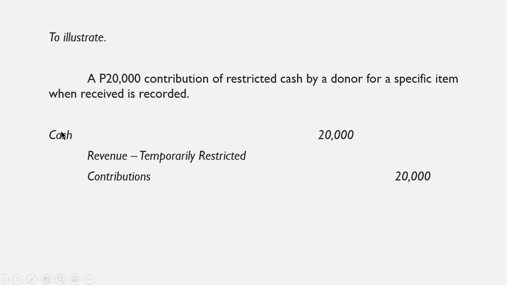Now, to illustrate, okay, a 20,000 peso contribution of restricted cash by a donor for a specified item, when received is recorded as debit ka ng cash, 20,000. Credit ka ng, syempre, revenue yon, temporarily restricted contributions for 20,000. Remember, it is restricted. Temporarily restricted contribution. Ito yung entry niya. Ayan.